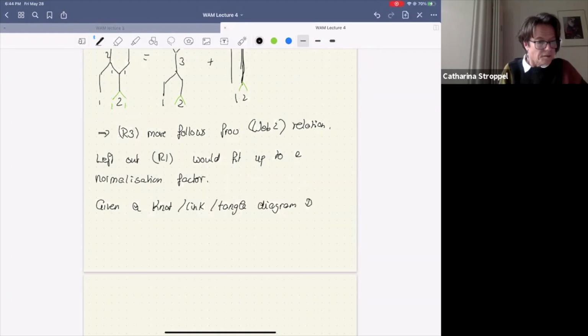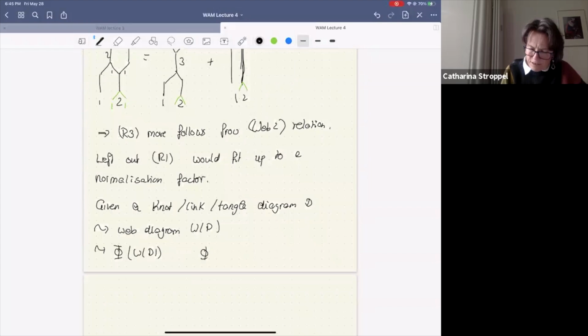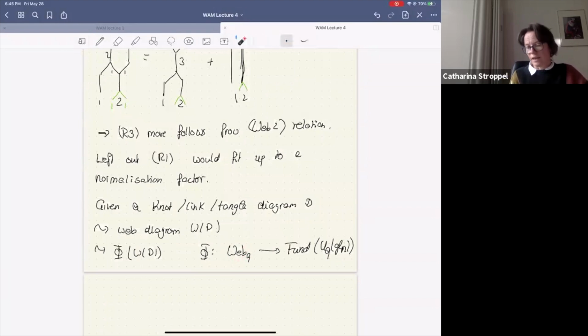Diagram D. What I can assign to it is a web diagram via this one. Let me call it W of D. And then I can apply phi of W of D, where phi was this functor from webs in Q to this category of web stations of GLN. So yesterday we had a functor going from the web category into this category of tensor products of fundamental web stations for GLN, or quantum GLN if you put in the Q.